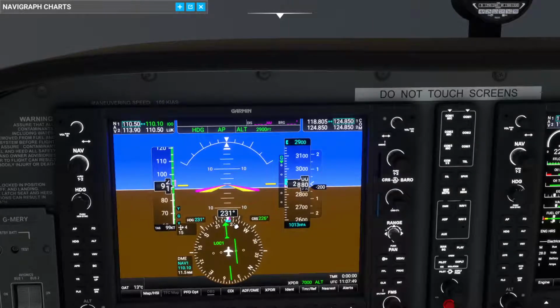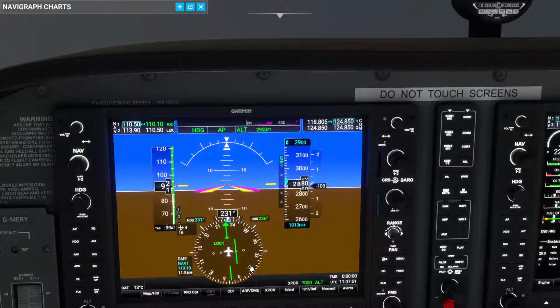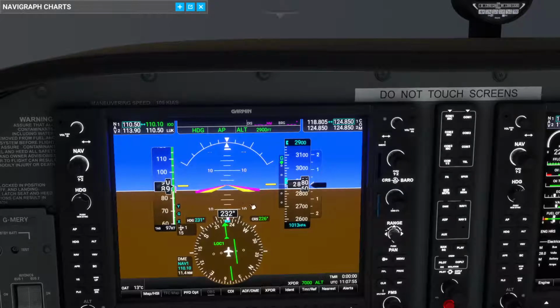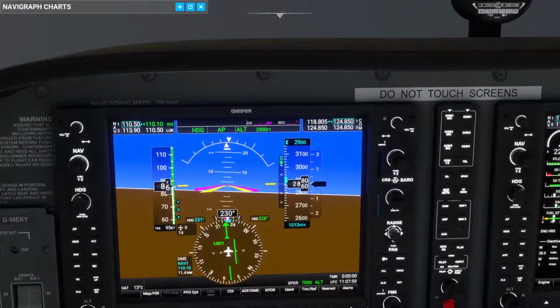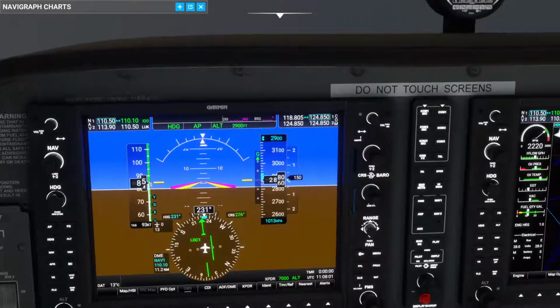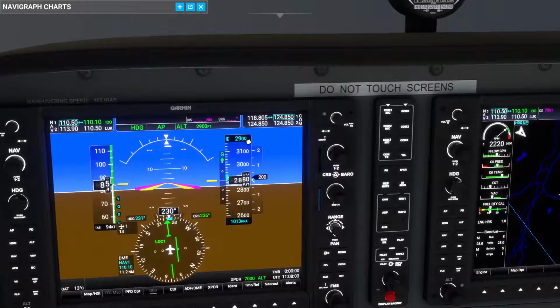See how I've made a really small correction? I don't want to make big corrections. If we make a big correction, we're going to porpoise around. You can see the glide slope coming in for the ILS. We're not interested in that right now. Now, I'm going to slow down. I'm going to maintain 85 knots. That's giving me about 80 knots on the ground speed.